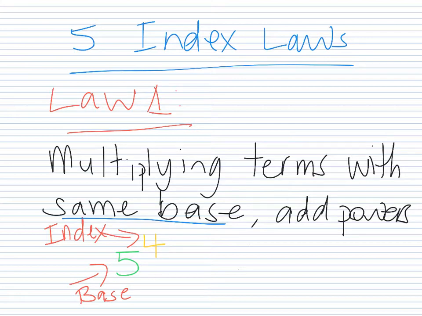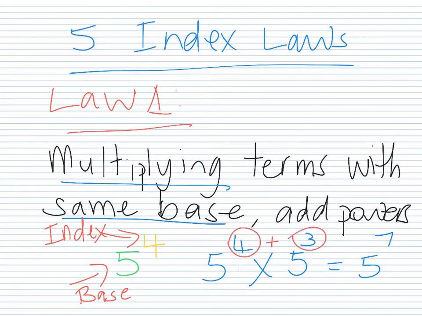If we have 5 to the power of 4 multiplied, so multiplied here, by 5 to the power of 3, we are multiplying the terms here, so we add the powers. So essentially that means that 5 to the power of 4 times 5 to the power of 3 is actually 5 to the power of 7, because we've added this 4 plus this 3, which equals this 7. So this is still an index, and this is still the base.